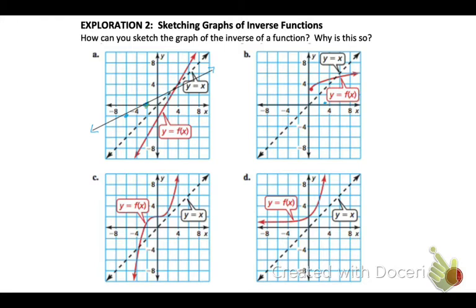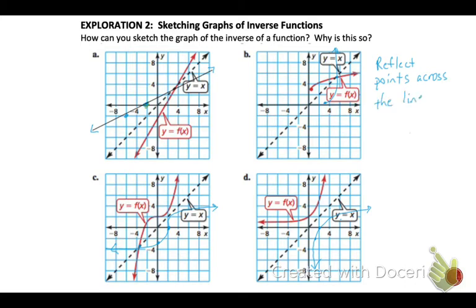You can do the same thing with B. So just reflect some of those points and then that curve. Same thing with C. Now you worked on it or saw an example like this when you were graphing. So this is a cubic function, and then our graph of the inverse would be a cube root function. And then finally, just reflecting.